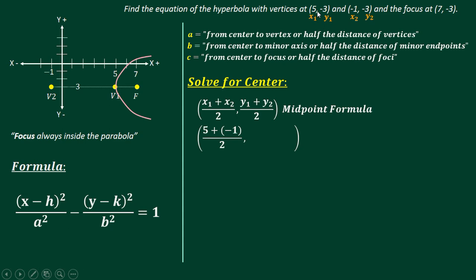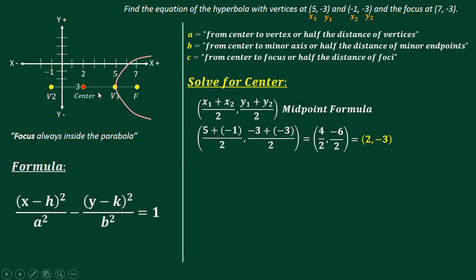So x₁ is 5 plus -1, then y₁ is -3 plus -3. Simplify: 5 plus -1 is 4, then -3 plus -3 is -6. Reduce: 4 over 2 and -6 over 2, that's 2 and -3. So this is the center of our hyperbola.